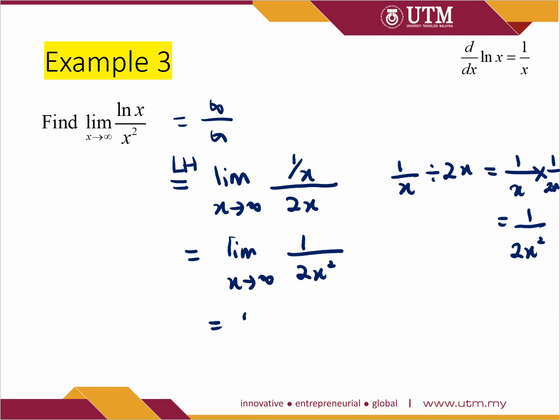So here our limit becomes 1 over 2x squared. Given that here it is 1 over infinity, 2 times a very large number also becomes a very large number, which is infinity. So 1 over infinity would be equal to 0.